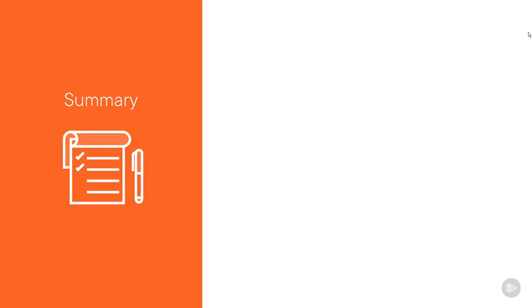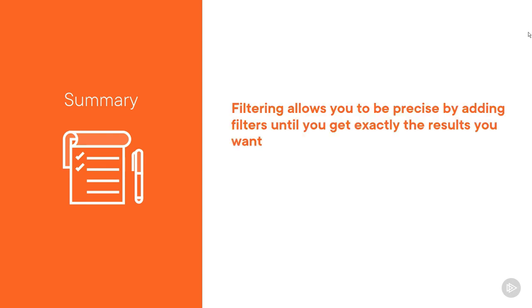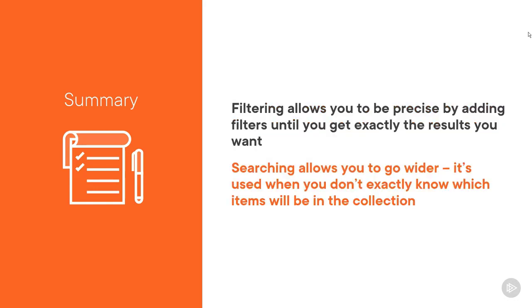We started this module by looking into filtering and searching. Filtering allows you to be precise by adding filters until you get exactly the result you want. Searching allows you to go wider. It's used when you don't exactly know which items will be in the collection.